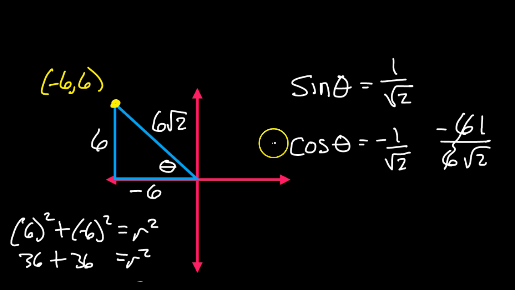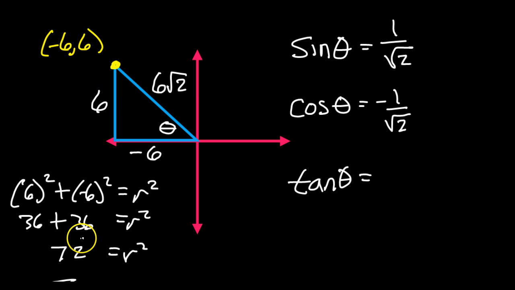And finally, the tangent. Tangent is opposite over adjacent. So that would be negative 6, sorry, incorrect. Opposite over adjacent, so 6 over negative 6. So the tangent will be negative 1.